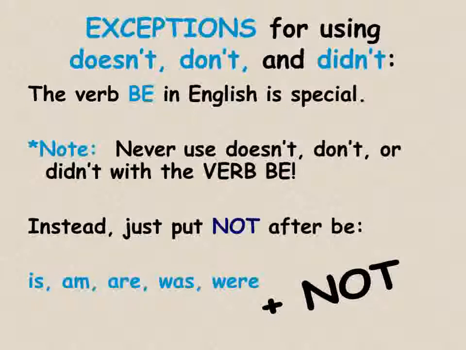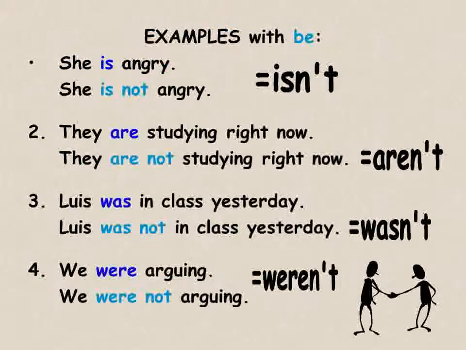Instead, simply put the word not after the form of be. So for example, you have is not, am not, are not, was not, or were not. Here are some examples of negative forms with the verb be. Number 1, she is angry. Negative, she is not angry or isn't angry.